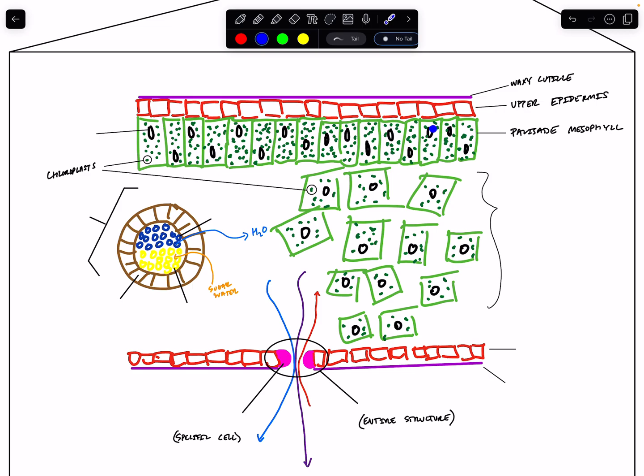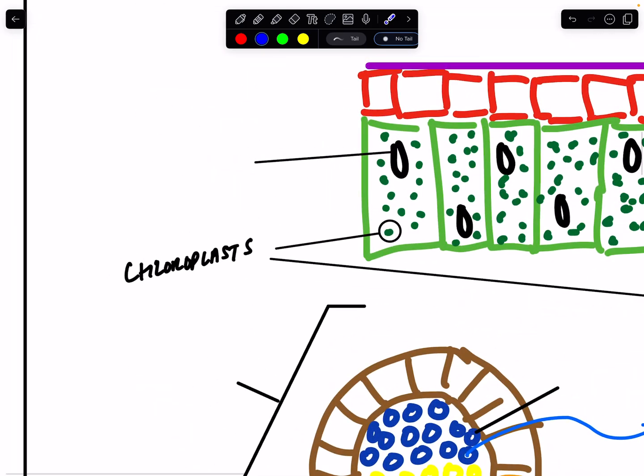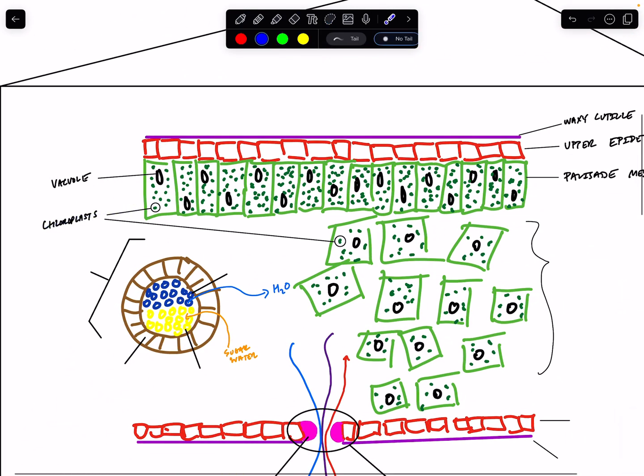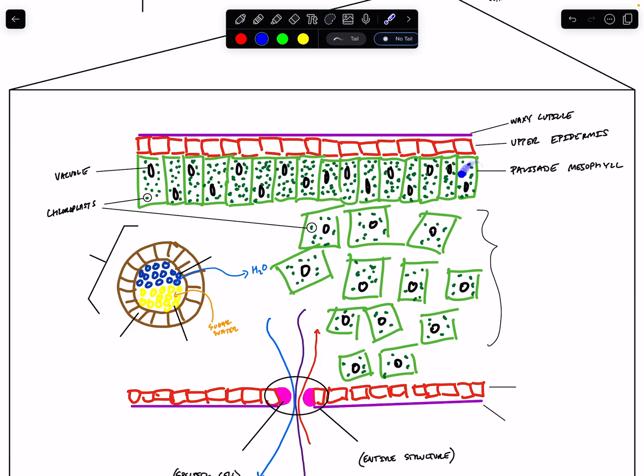I've also drawn in some black circles here. You might think these are nuclei, but they're actually not. They're a vacuole with a special name, it's actually called an amyloplast. It stores starch. So because there's so much photosynthetic activity happening in these cells, they also have these vacuoles that store the sugars that are being produced in this reaction in their cells.